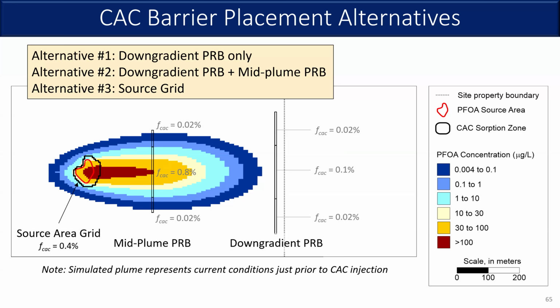The second alternative is keeping the downgradient PRB and adding another PRB in the middle of the plume to try and cut off the high concentrations coming from the source area and actually see if that would increase the longevity of the downgradient PRB. And then finally, we looked at, well, if we could actually control the source, how long does it take to actually reach MCLs at the property boundary if that's all we did, just source control?